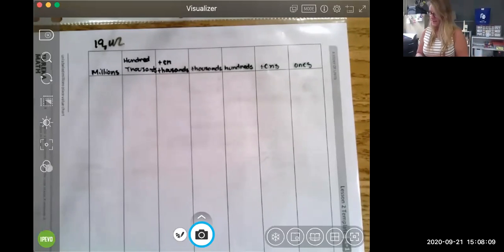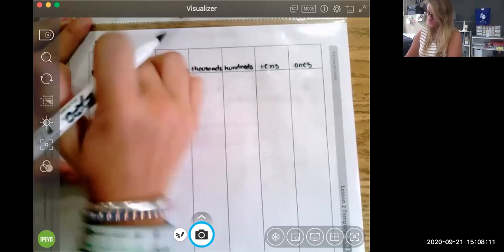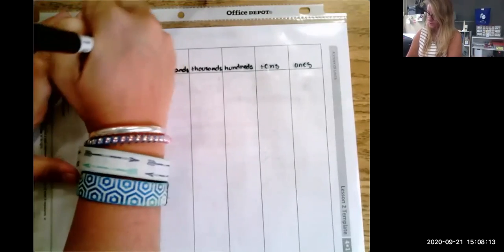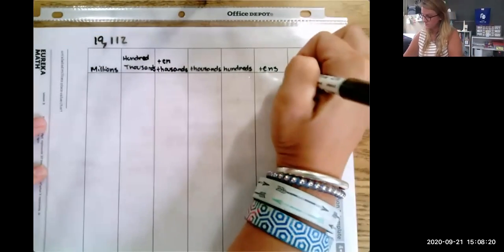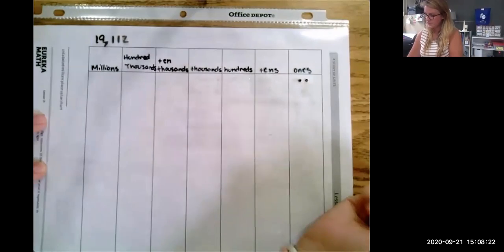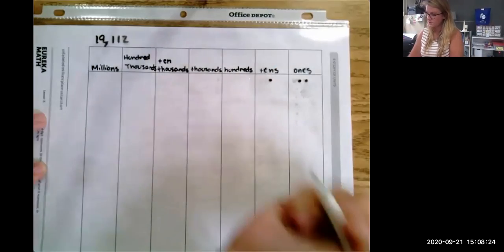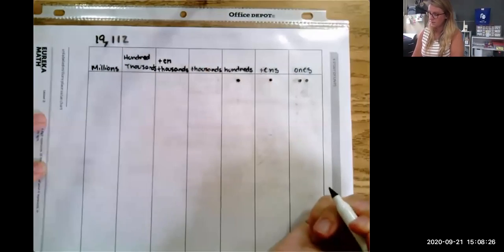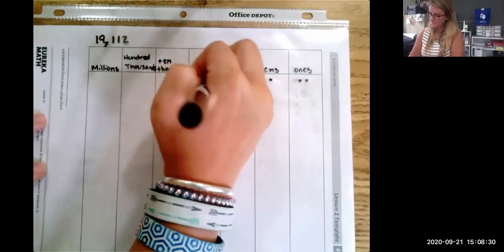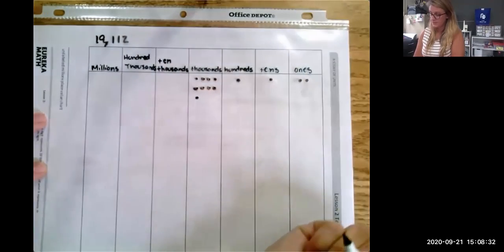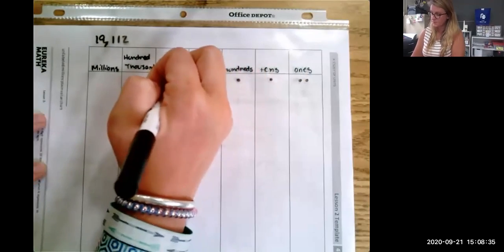Okay, we have 19,112. So, ones place, 2 dots. Tens place, 1 dot. Hundreds place, 1 dot. Thousands place, 9 dots. And 10,000s place, 1 dot.